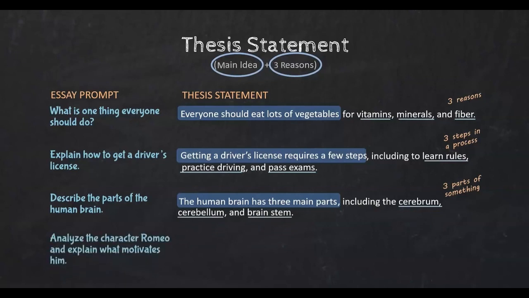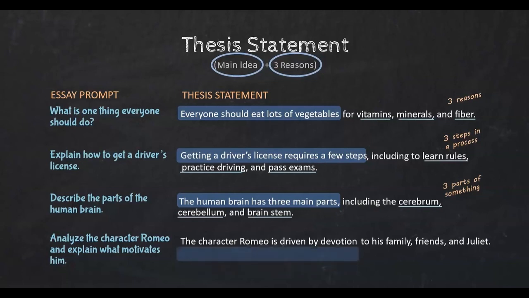And finally, analyze the character Romeo and explain what motivates him. A thesis statement that answers this prompt is, the character Romeo is driven by devotion to his family, friends, and Juliet. The main idea of this thesis statement is that the character Romeo is driven by devotion. We have 3 examples that explain who or what Romeo is devoted to. And those examples are devotion to family, friends, and Juliet.